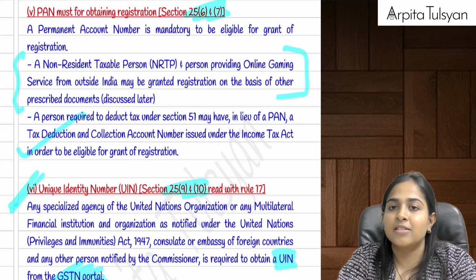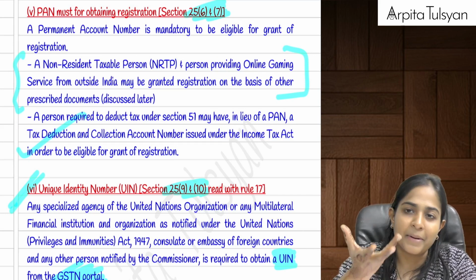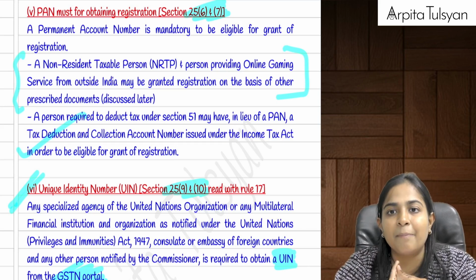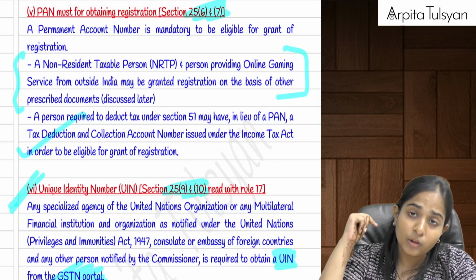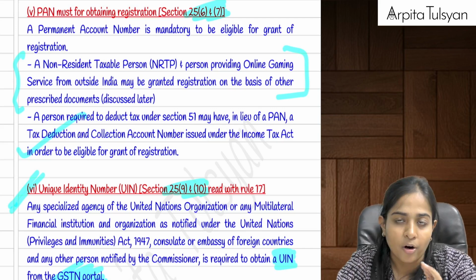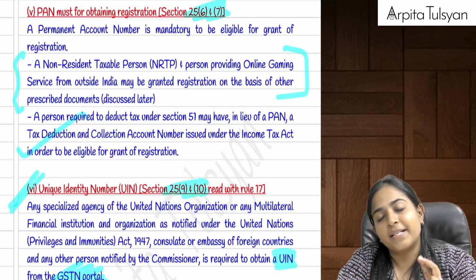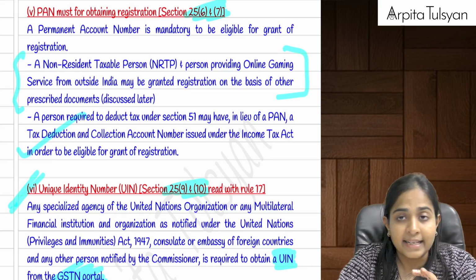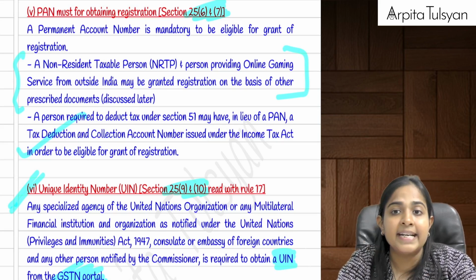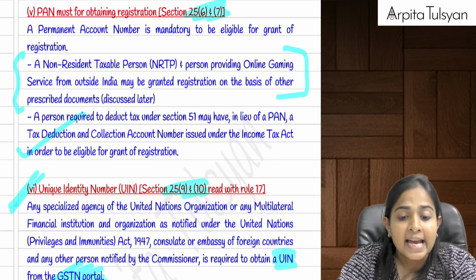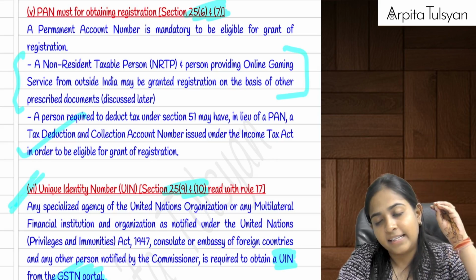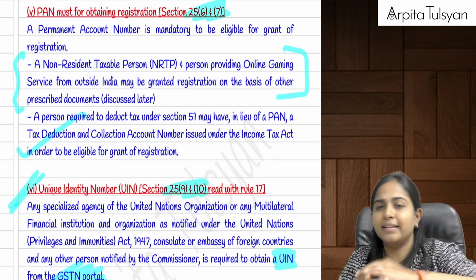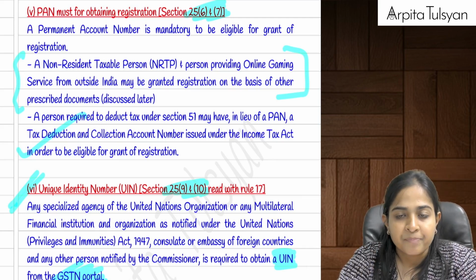For doing the registration, PAN is mandatory because that becomes the base for applying for registration. But in case of NRTP, and in case of persons supplying online gaming services, PAN is not mandatory. On the basis of other documents also registration will be granted. Any person who is getting registered for the purpose of deducting TDS or collecting TCS, if they have a tax deduction or tax collection number instead of PAN, then even that is sufficient. Are you clear with this?